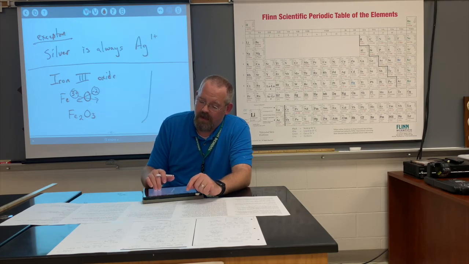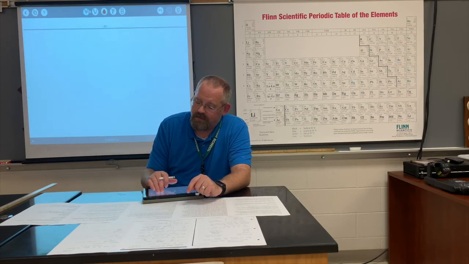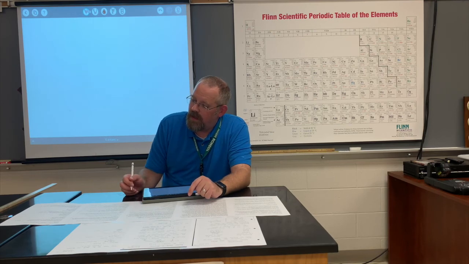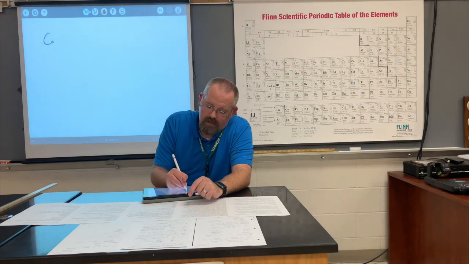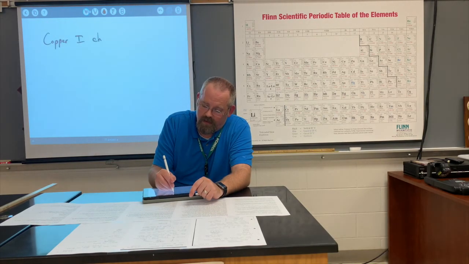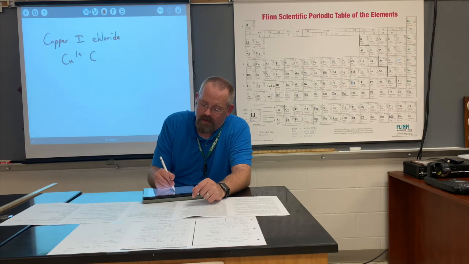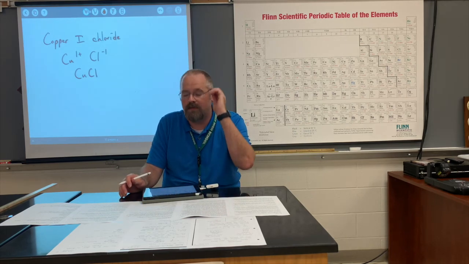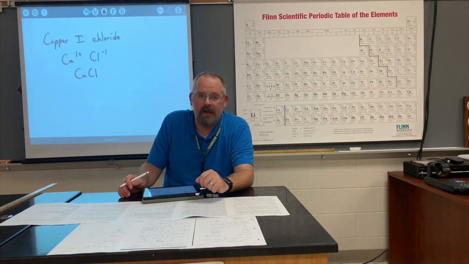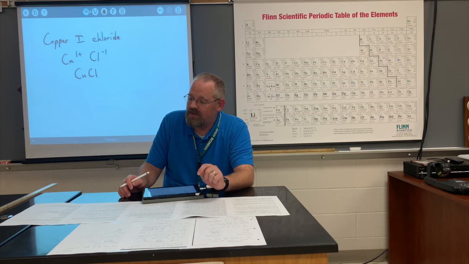All right, let's do another example here. Let's do copper 1 chloride. That copper 1 means a +1. Chlorine is going to be a -1. Put them together, exponents go into the subscripts, and we get a simple formula of CuCl.